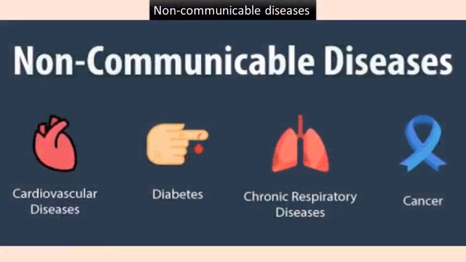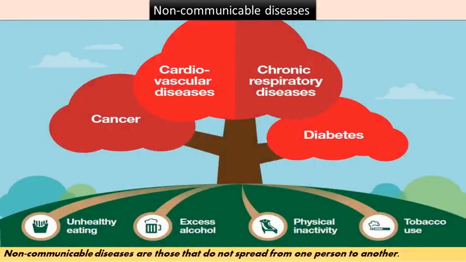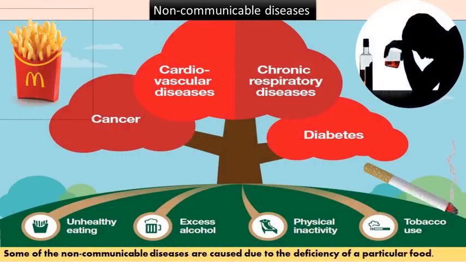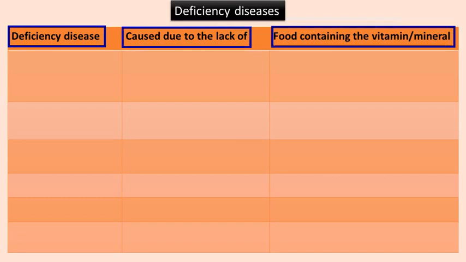Non-communicable diseases. Non-communicable diseases are those that do not spread from one person to another. Some of the non-communicable diseases are caused due to the deficiency of a particular food component, also called nutrients. These are called deficiency diseases. Let us learn some deficiency diseases. Look at the table below. It explains the disease name, cause, and the food that contains the particular vitamin and mineral.